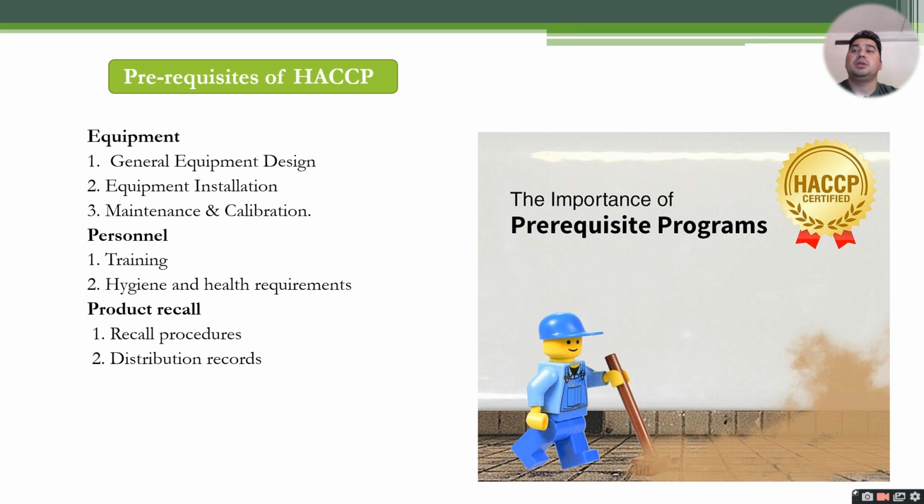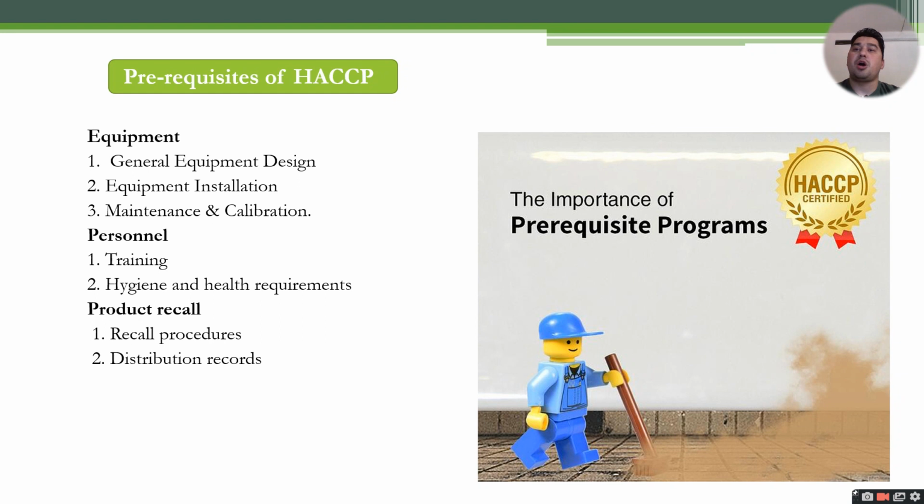After that, we have the personnel, the people who are involved in food preparation, food handling, or food transporting. Persons should be properly trained in food safety, so at least they should know what the hazards involved with the food are and how you are going to control that hazard. Hygiene and health requirements: personal hygiene should be checked on a daily basis, and the health should be checked also.